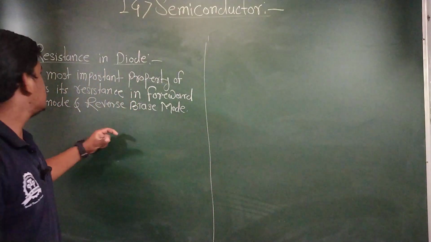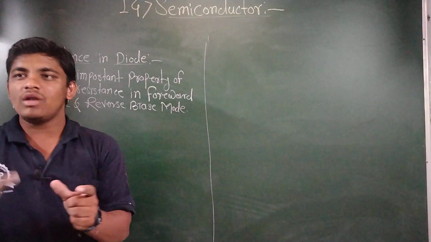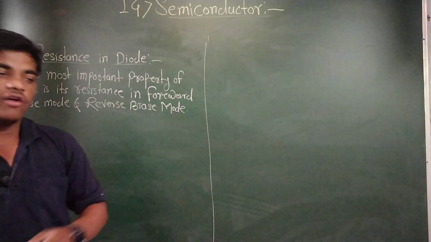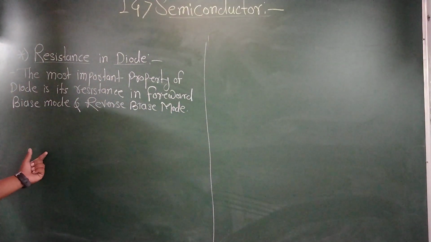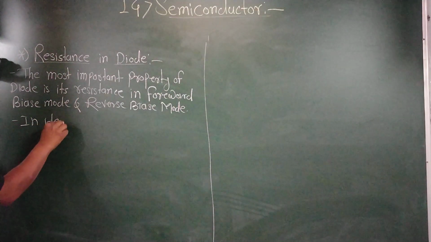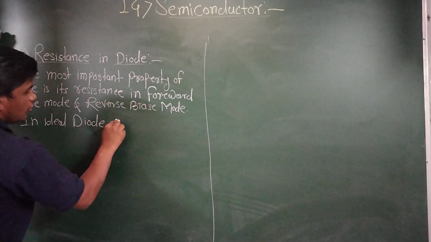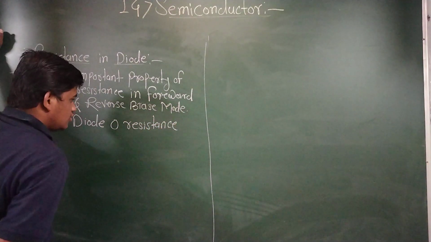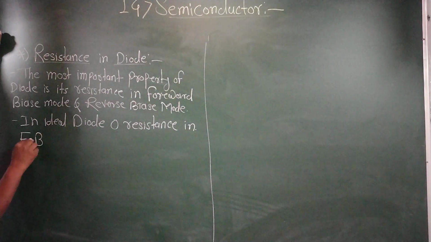First we discussed that the most important property of the diode is its resistance in the forward as well as reverse bias mode. We discussed ideal diodes. In an ideal diode, there is zero resistance in forward bias mode. I will write the short form of forward bias, that is FB.